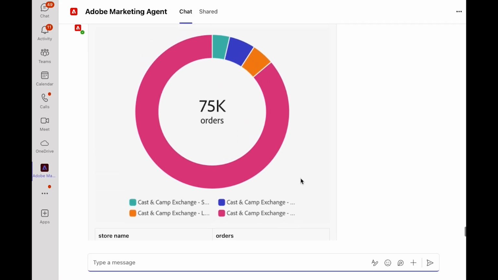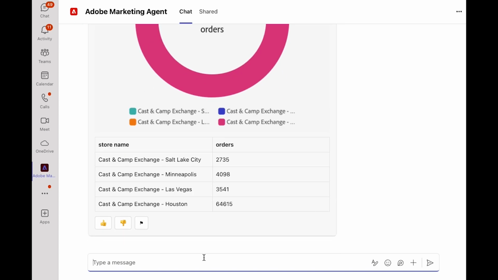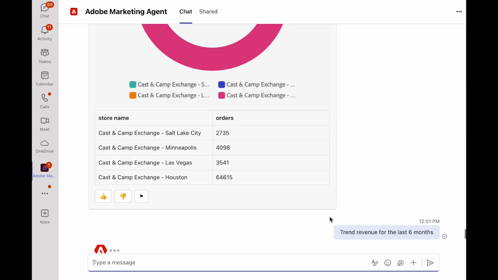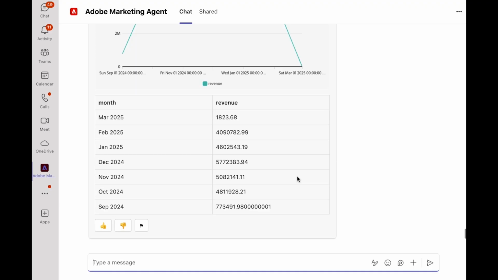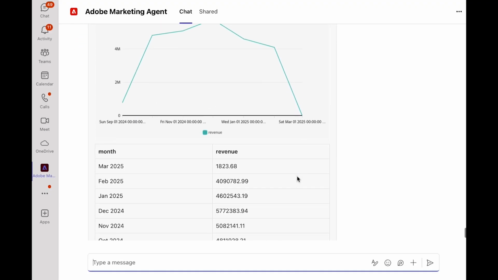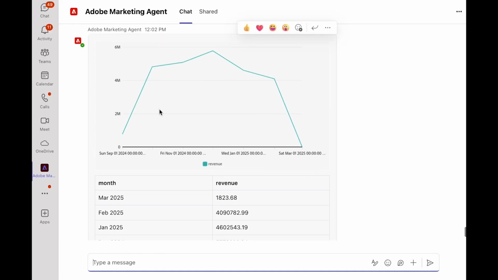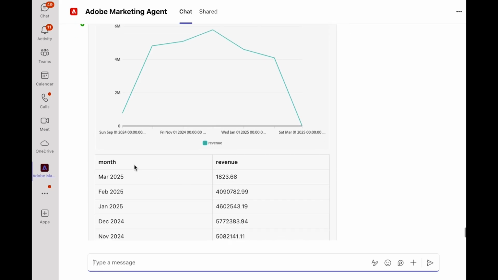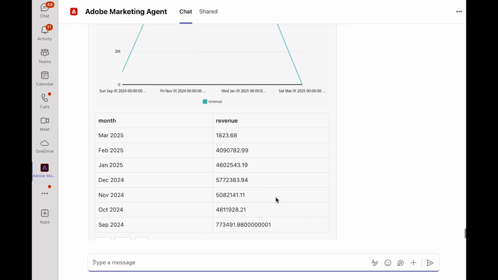Let's switch topics and look at revenue. I want to see the general trend over the past 6 months. I'll ask, "Trend revenue for the last 6 months." Again, the Data Insights Agent pulls data from the data view I have access to and brings it back into the chat, with a line visualization and a data table. I can see revenue by month, and December stands out as the highest revenue month.